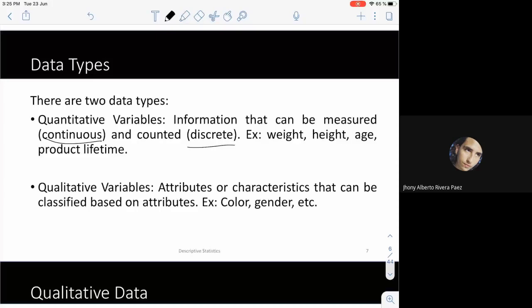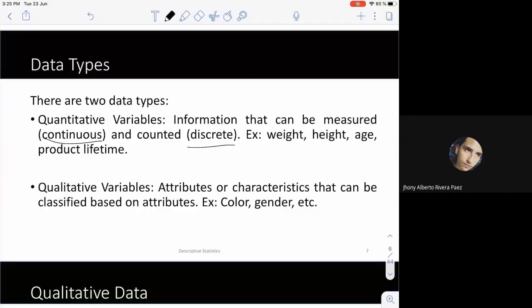The main difference between continuous and discrete is that the continuous might have decimals, and in general, you will have a continuous variable when the number comes from a measurement. For example, the height, the weight, those are continuous variables. You are measuring something. It might have decimals, right?